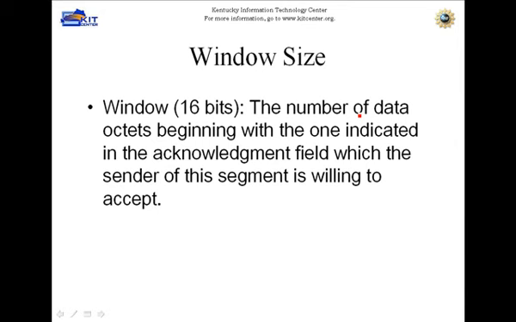Window size is a 16-bit field, and it indicates the number of data bytes, beginning with the one indicated in the acknowledgement field, which the sender of the segment is willing to accept before it's expecting an acknowledgement. By increasing your window size, you can potentially send more data before the sender is going to stop and wait on an acknowledgement.